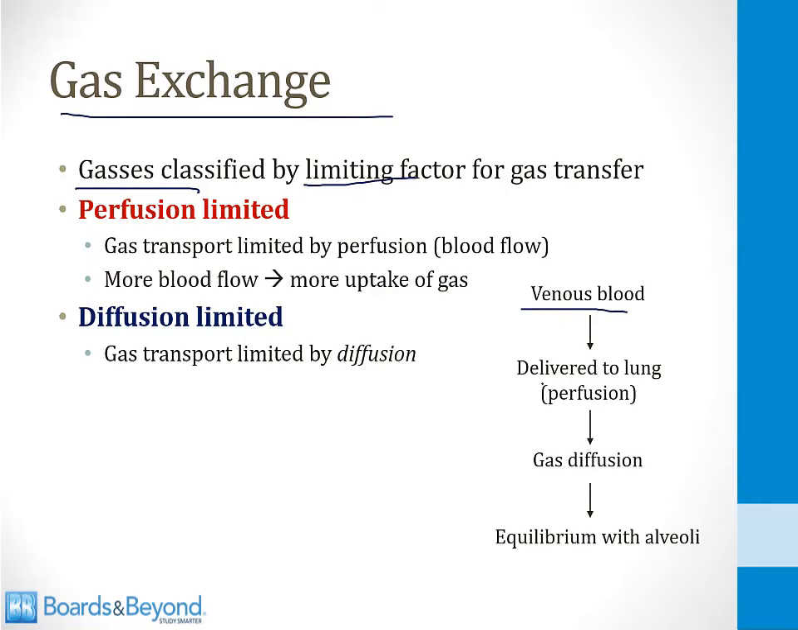That venous blood is delivered to the lungs. This is perfusion of the lungs. Once the blood gets to the lungs, carbon dioxide has to diffuse out of the blood into the alveoli and establish equilibrium with the alveoli.